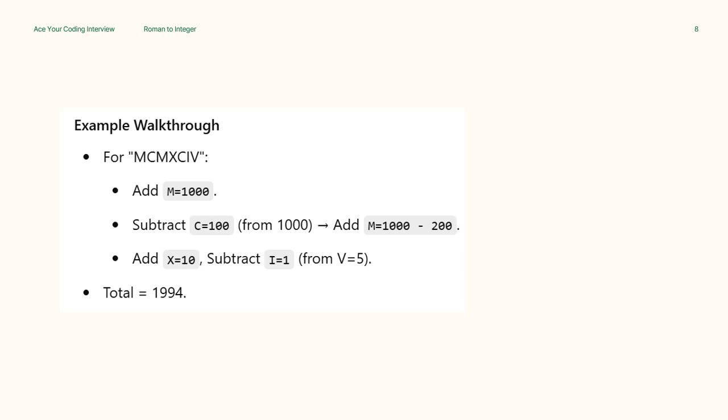The algorithm then processes X, adding its value of 10 to the total. When it reaches I, it recognizes that the next symbol, V, is larger. It subtracts the value of I, 1, from V, 5, and adds the difference. After all these steps, the final total is 1994.